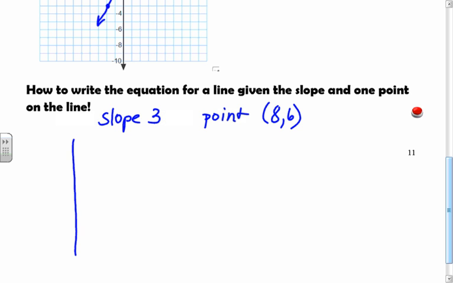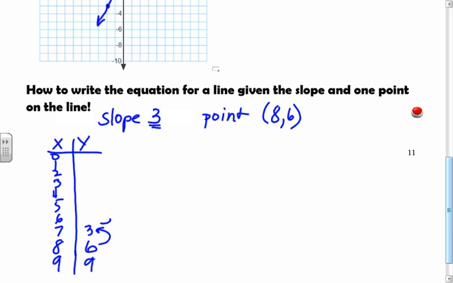Well, one way you could do this is you could make an XY table. You could put the point 8, 6 right here, and 7, 6, 5, 4, 3, 2, 1, 0. So that you get to the y-intercept. And if you know the slope is 3, you know that if you go up by 1 on x, y value will go up by 3. So if you really wanted to, you could count back 3 until you get to 0. So you'd have to go all the way back to this point. But I'm going to suggest a little bit easier way to do that.